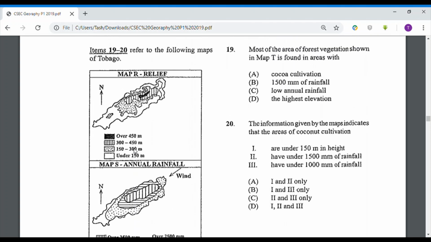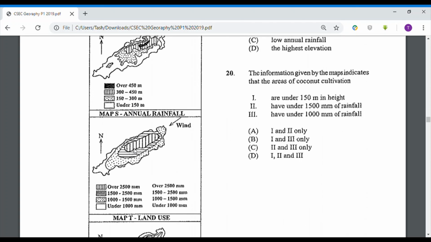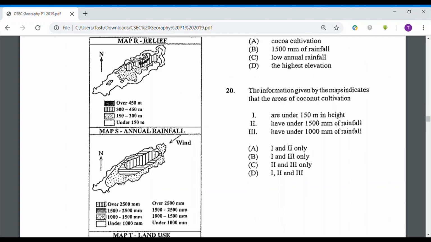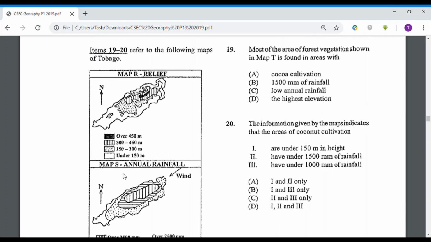C, low annual rainfall. Low annual rainfall would have been under 1000 millimeters. The area under 1000 millimeters is in white. So that would have been the outskirts of the land. So that would not have been our answer either. The one that we have left is the highest elevation. So just to double check, most of the area of forest vegetation is found in areas with the highest elevation.